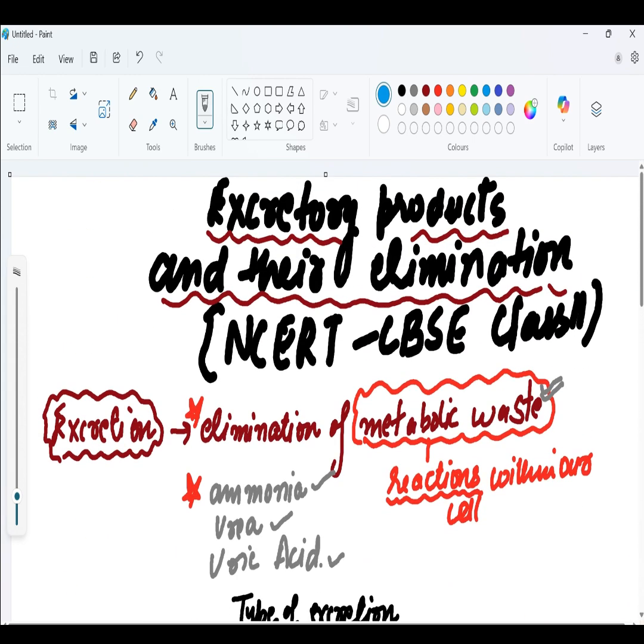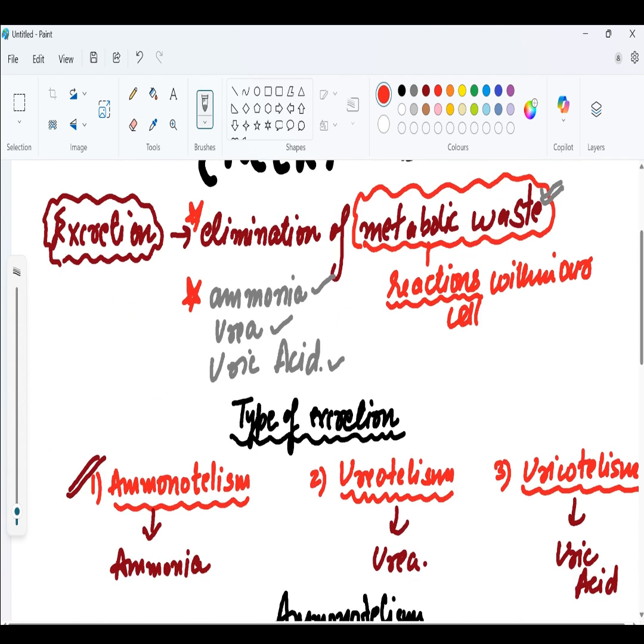So let us revise what we have done so far. Here we are discussing the chapter Excretory Products and Their Elimination, which is in the syllabus of class 11th NCERT. First, we have to understand what excretion is. Excretion is the elimination of harmful waste from the body. This harmful waste is metabolic waste. Metabolic waste means all the reactions taking place within the cell produce some kind of waste, and we call that waste metabolic waste. The metabolic waste eliminated is ammonia, urea, and uric acid in nature.